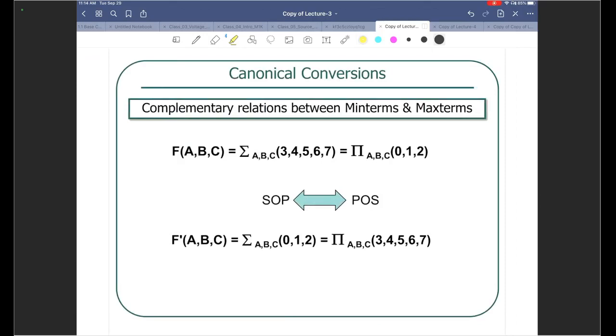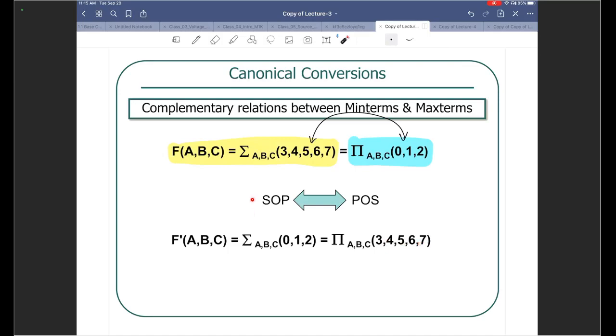For the same functions that we saw earlier, when we wrote F in the sum of product form, we had row numbers 3, 4, 5, 6, 7. That was the SOP form. And for the same function F, when we wrote it in the product of sum form, we had the row numbers 0, 1, 2. I want you to recognize that complementary nature. Whatever rows are missed in one are there in the other. Similarly, when we wrote SOP and POS for F complement, we had 0, 1, 2 here and 3, 4, 5, 6, 7 there. Again, complementary.